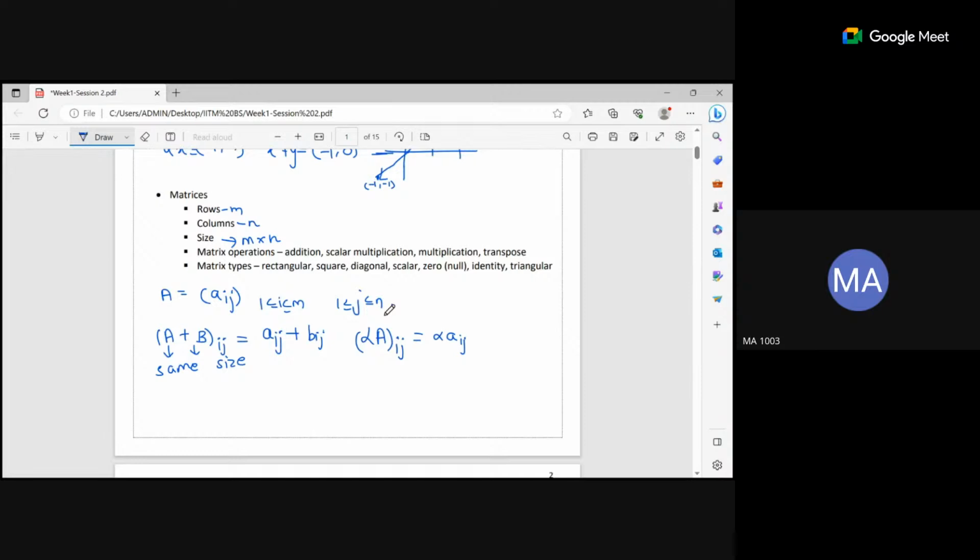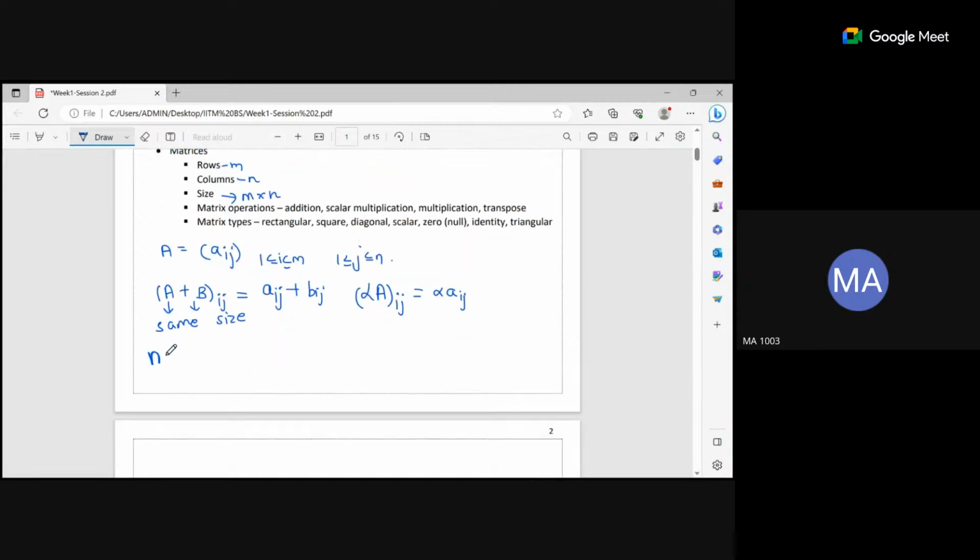And matrix multiplication is a little more complicated than this, but I guess you are now familiar with it as well. Suppose you have two matrices like this. What do you do? For the first entry, you take the dot product of the first row with the first column and fill it here. Similarly, the first row with the second column, you fill it here, and so on. This is matrix multiplication.